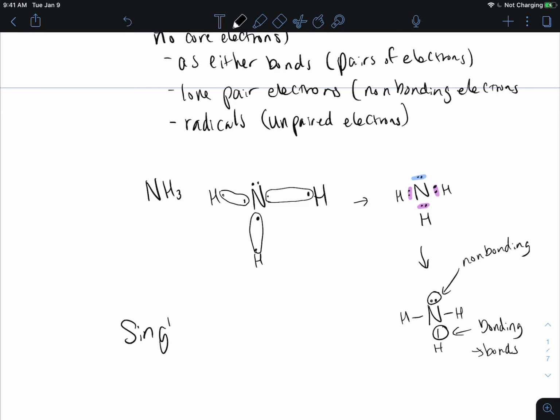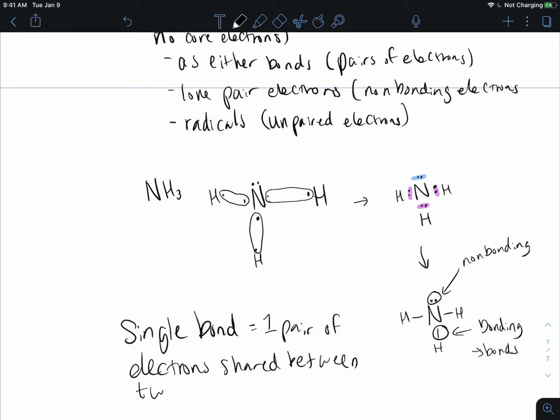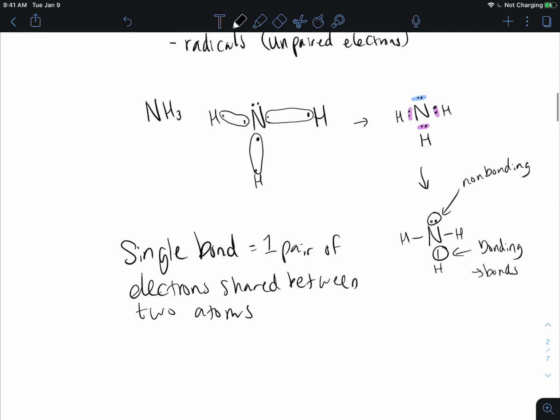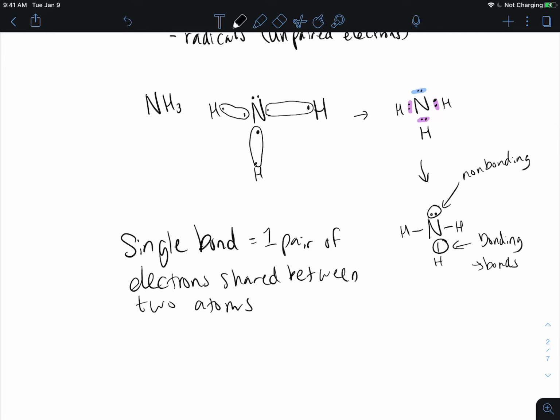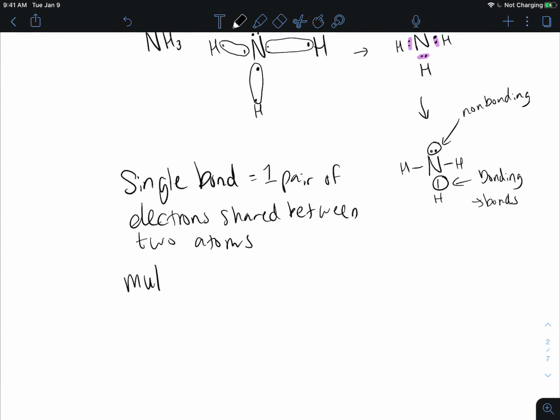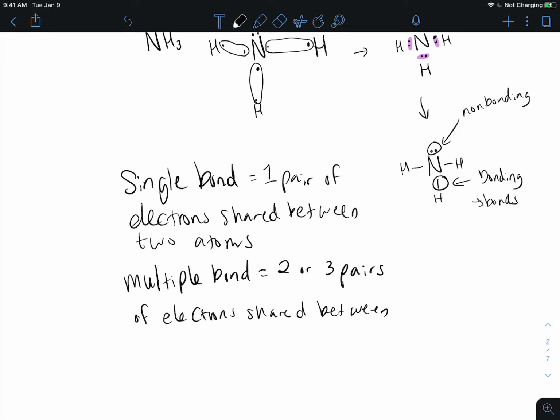So a single bond is one pair of electrons shared between two atoms. If we share more than one pair, we get what's called a multiple bond. So a multiple bond is two or three pairs of electrons shared between two atoms.